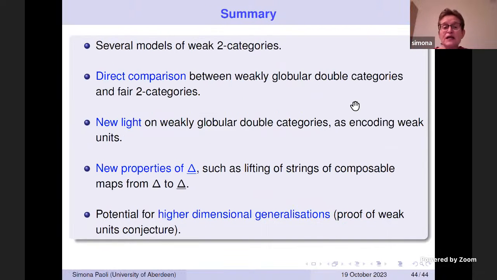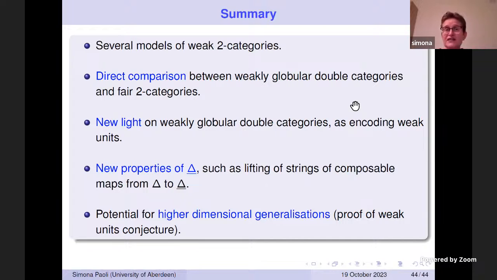So, a brief summary. Here I have been concentrating mostly on different models of weak two-categories, one based on the old-fashioned simplicial delta, and one based on the slightly less known fat delta, which shares some intuition in common with the simplicial delta, like in terms of colored ordinals and in terms of Segal maps, but encodes a much richer structure. The direct comparison between weakly globular double categories and fat two-categories illustrates that this new paradigm to weaken categorical structure using the weak globularity condition is really all about the weak units.